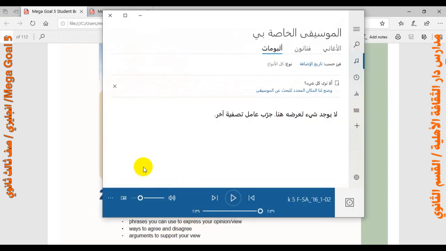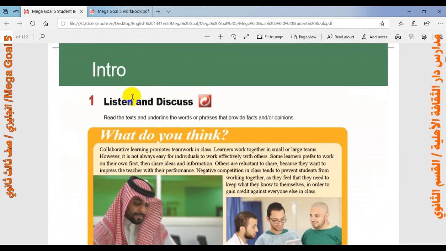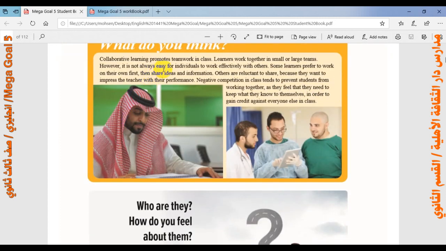Okay, that's all. Here, as you see on the intro units, on page 2 and 5, what do you think? Collaborative learning, which is cooperation as they say, promotes teamwork in class. Learners work together in small or large teams. However, it isn't always easy for individuals to work effectively with others. Some learners prefer to work on their own, then share ideas and information.